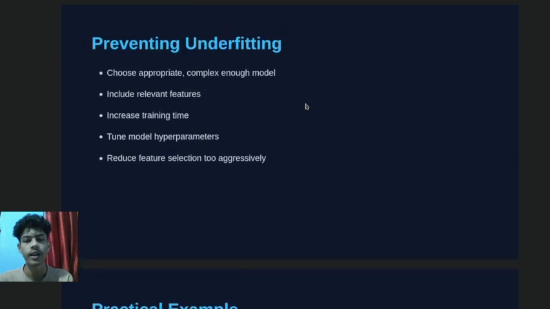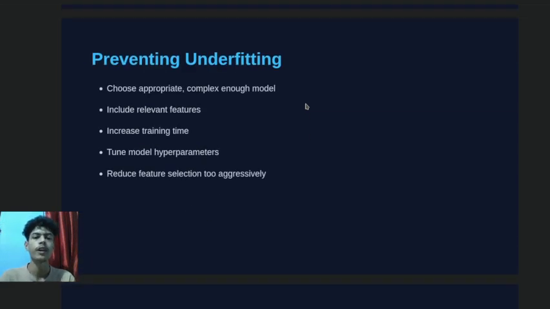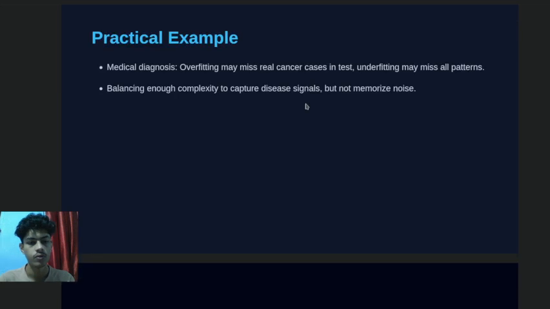While preventing underfitting: choose an appropriately complex model, include relevant features, increase training time, and tune model hyperparameters. Hyperparameters are the parameters that are given to a model before training. Avoid reducing features too aggressively.